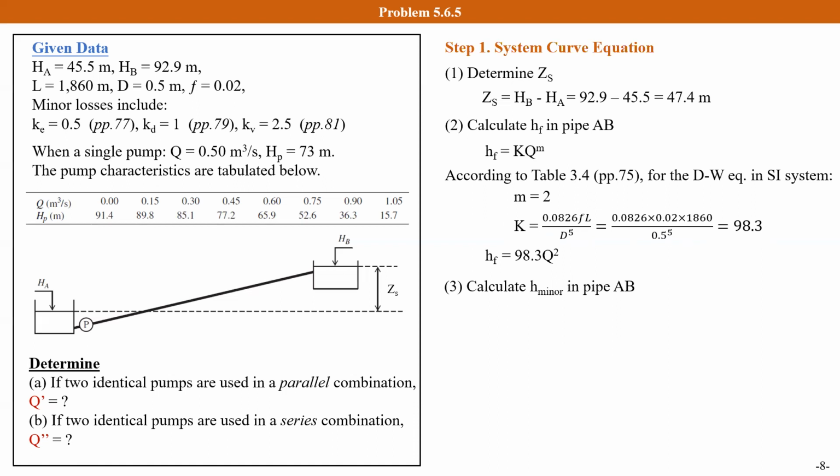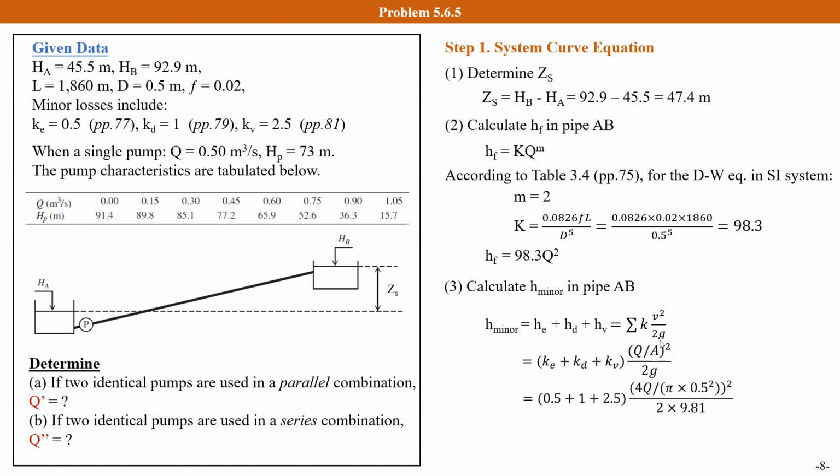Because in this problem, we also need to consider the minor losses, the next step is to calculate the minor losses. It equals the coefficient times the velocity head. Then after we bring the values back into the equation, we get the minor losses. It equals 5.3 times Q to the power of 2.